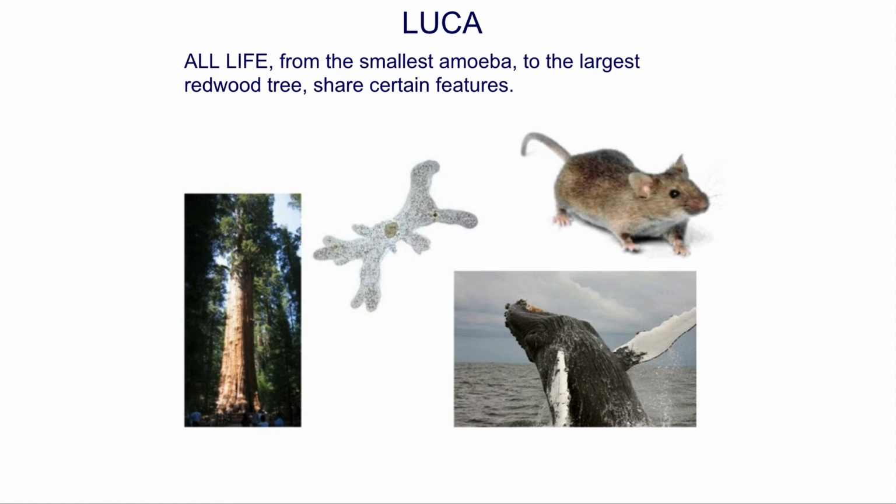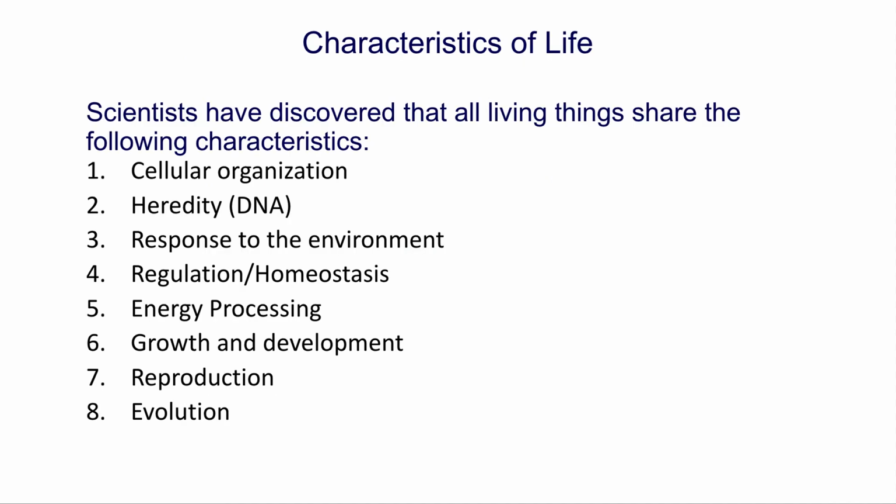So all life, from the smallest amoeba to the largest redwood tree, share certain features. These features are what we call the characteristics of life. For an organism to be considered a living thing, it must meet these 8 requirements: cellular organization, heredity, response to the environment, regulation, homeostasis, energy processing, growth and development, reproduction, and evolution. I will take you through each one of these one at a time.